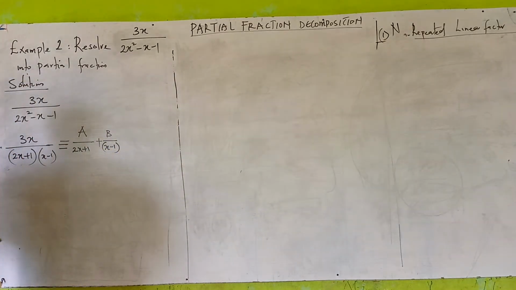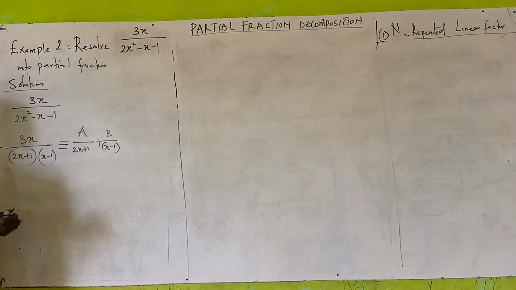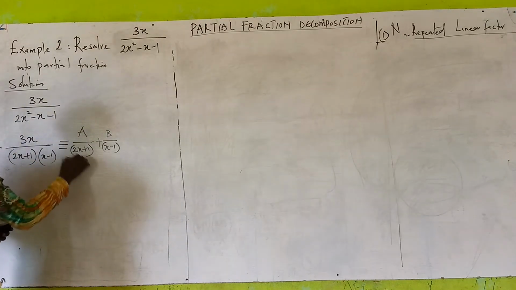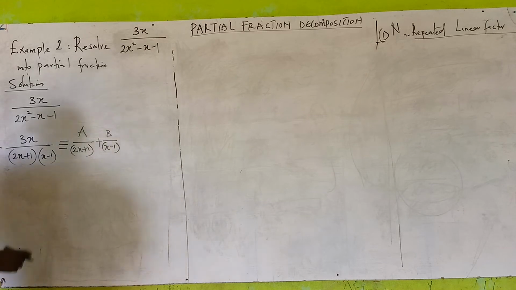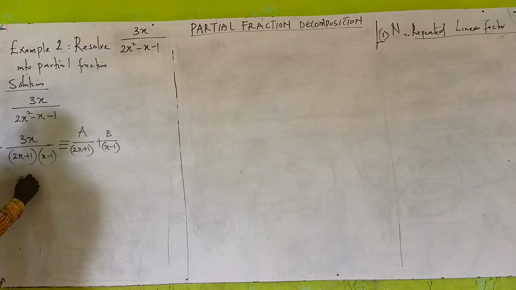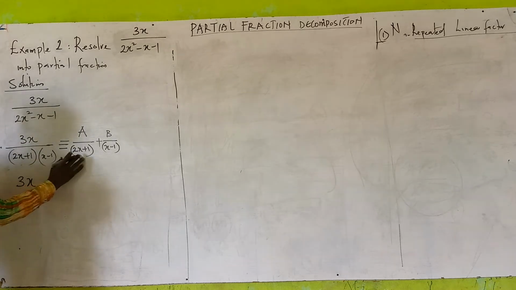So we are going to do this now. A divided by 2x plus 1 plus b divided by x minus 1. Now what I want to do is say 3x equals to what we have here is what we have here.